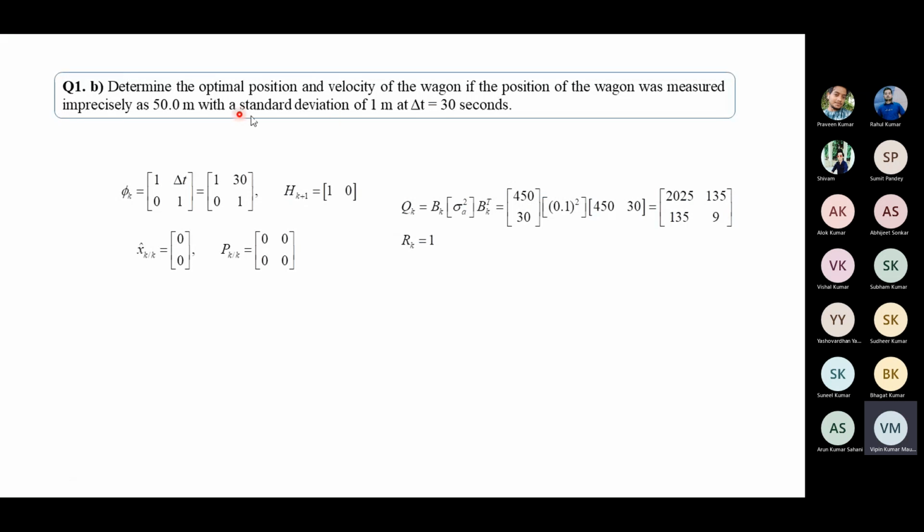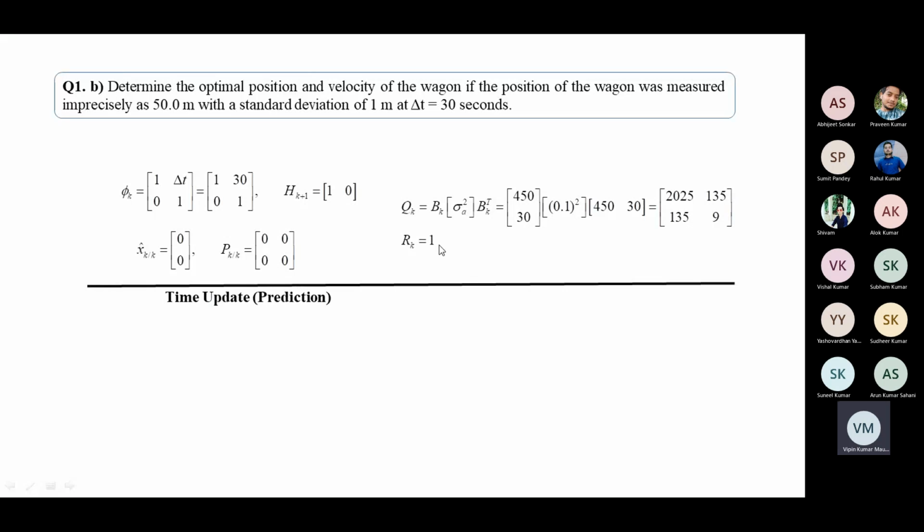And in the question, the standard deviation of 1 is given for the observation. So the cofactor covariance matrix for the observation noise will be 1. Now we have most of the parameters, so we can go for the time update and correction equations. On the time update, or prediction equations, you simply put your values of xk and Pk. The prediction was 0, and Pk was 0, so the first term was 0, but Qk was this value, so it is here.